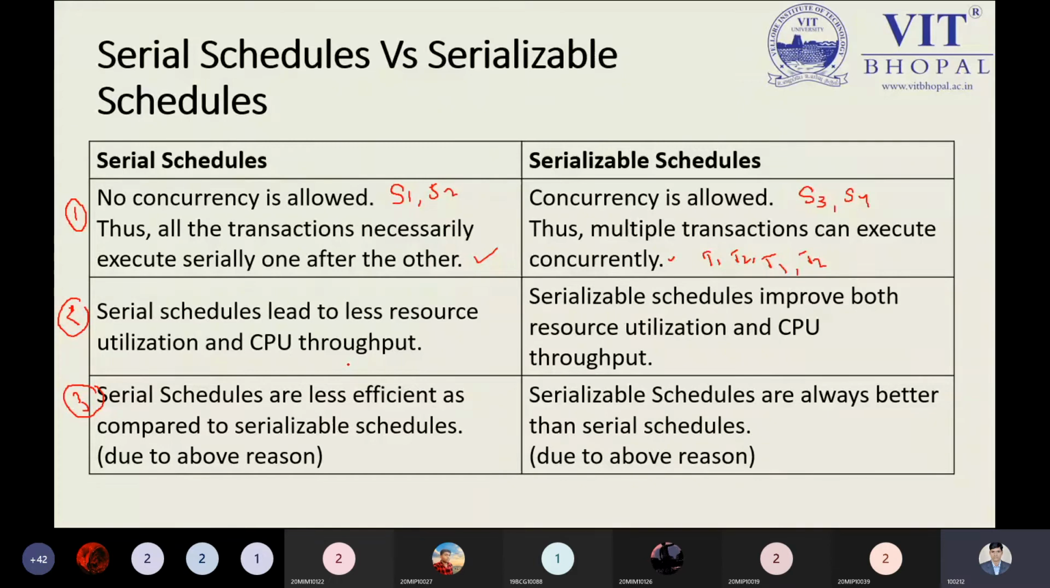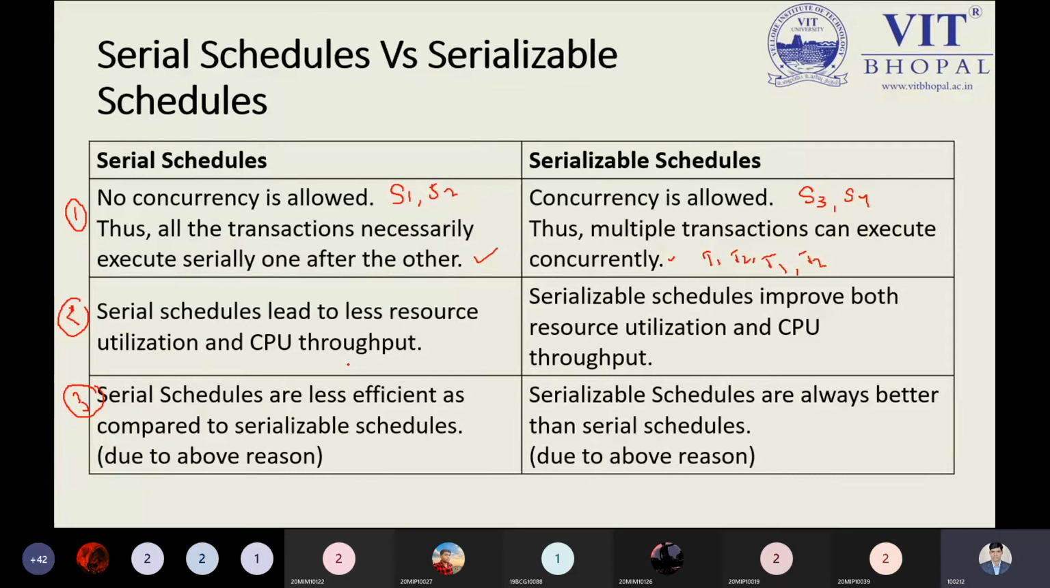The second difference is that serial schedules lead to less resource utilization and CPU throughput. But in this case, we have multiple transactions. The serializable schedule gives maximum resource utilization. Moving back and forth, context switching from one transaction to another will take much time, which will utilize the resources. If we see only one or two transactions, there will be no issue using more resources. But when talking about lakhs and thousands of transactions, see how much time you will require to maintain all these things.